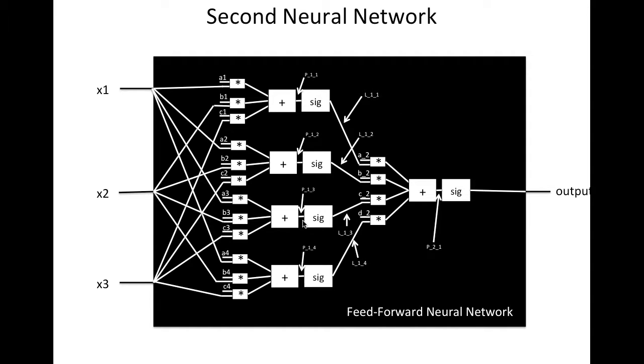So, alright. We've forward propagated. So what are all these labels here? P11 is the value here between this addition and the sigmoid. It's the value of x1 times a1 plus x2 times b1 plus x3 times c1. P12 is x1 times a2 plus x2 times b2 plus x3 times c2 right here, and etc., etc. So you can follow that all the way through.